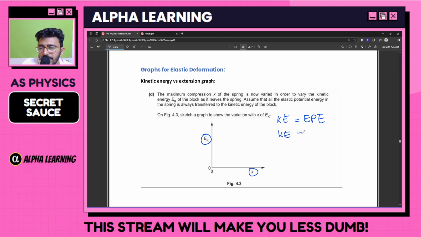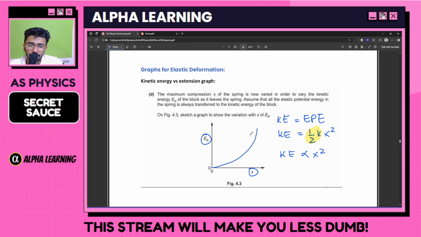So kinetic energy is equal to elastic potential energy, which is 1 upon 2 kx square. So 1 upon 2 k is what? A constant value. You will replace it with a direct proportionality sign. Kinetic energy is directly proportional to x square. You have a curve like this, simple.